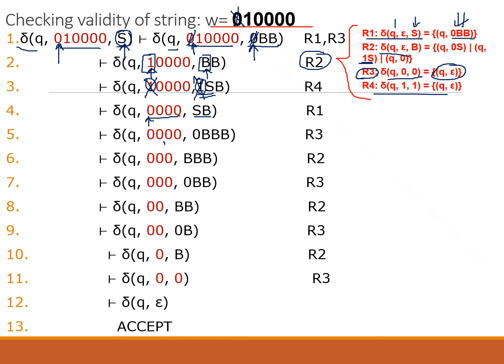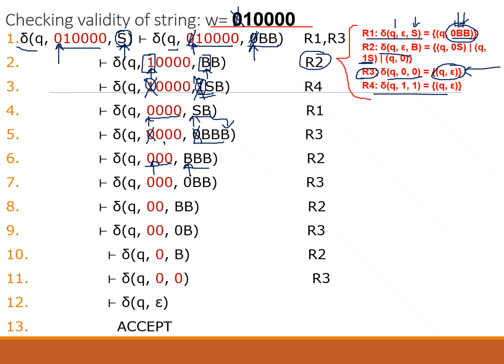Next time, this 0 and S. So we will replace S by 0BB and this B is as it is. Again, we have 0 and 0. According to rule number 3, this will be removed from the stack and input is processed. So we'll be left with 3 zeros and 3 Bs on the stack.